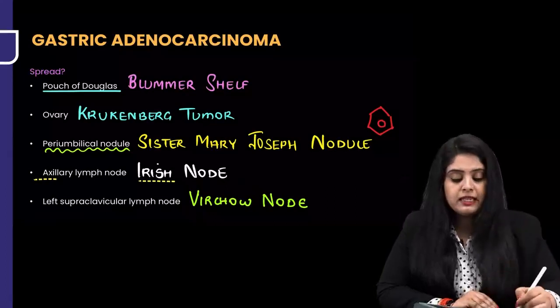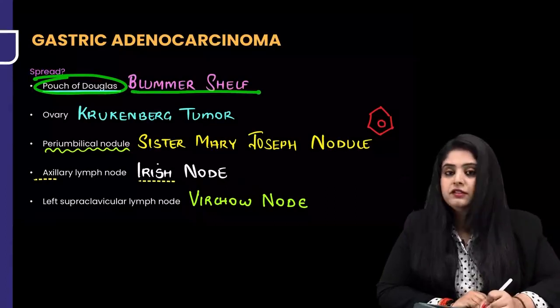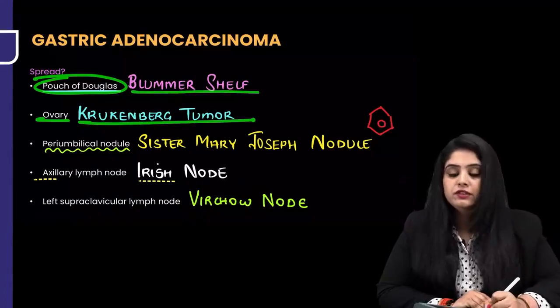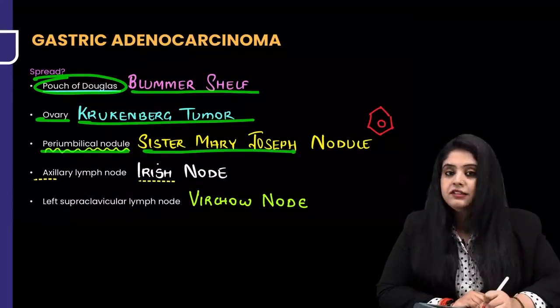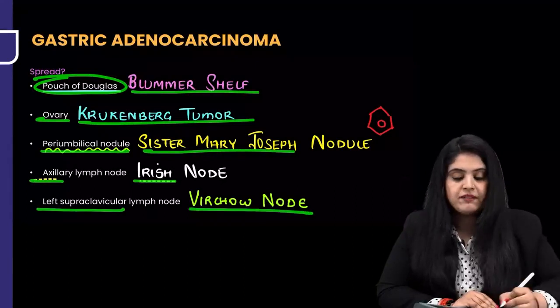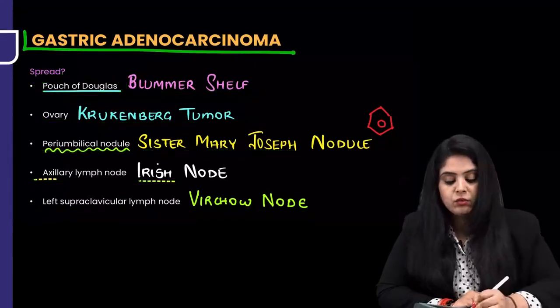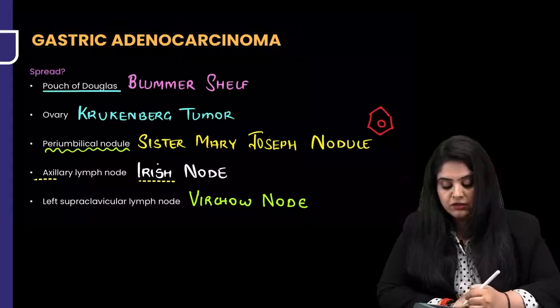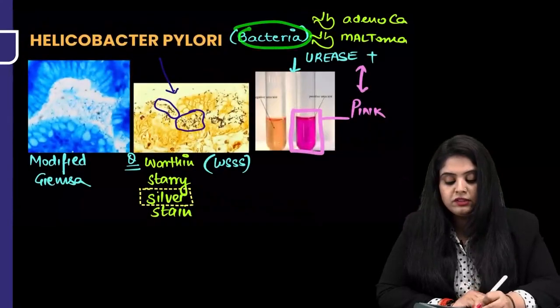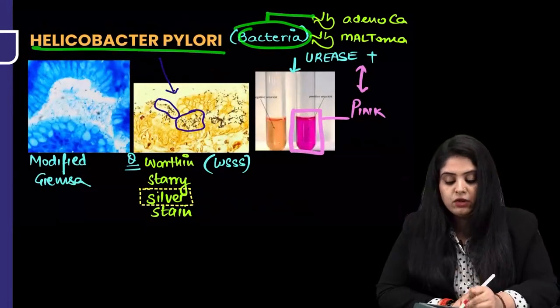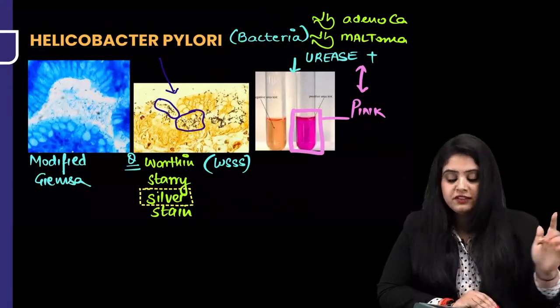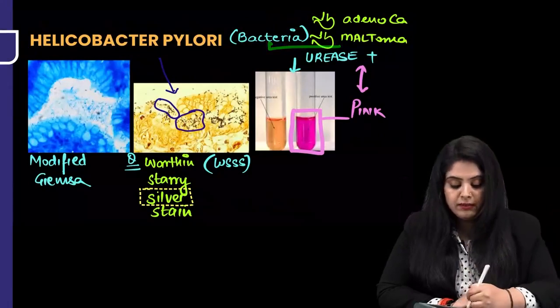Okay? So repeating, if it goes to the pouch of Douglas, it is Blumer's shelf. If it goes to the ovary, it is Krukenberg. Periumbilical is Sister Mary Joseph. Axillary is Irish axe, and left supraclavicular is the Virchow's node, and that is what you have for gastric adenocarcinoma. Remember, I told you Helicobacter pylori, number 1 causes gastric adenocarcinoma, we have studied. Number 2, it causes a lymphoma, and that lymphoma is known as a maltoma.